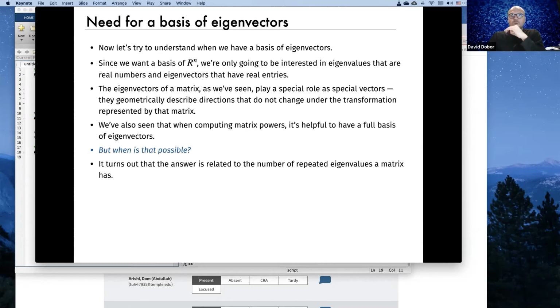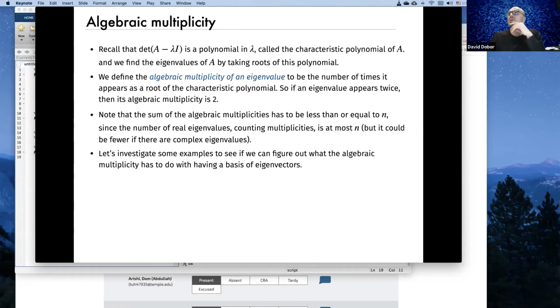So what we want to do is understand the conditions under which we'll get those linearly independent eigenvectors, because that case is nice in the sense that it allows us, among many things, to compute the powers of the matrix very, very quickly. And we'll talk about that soon.